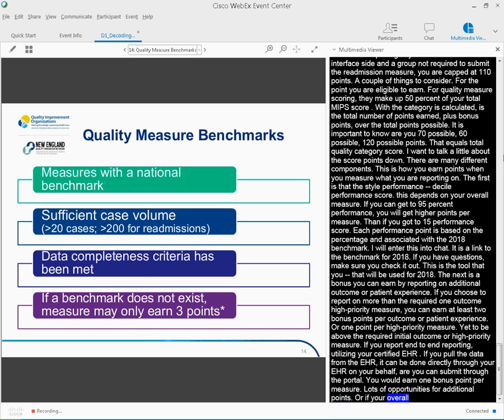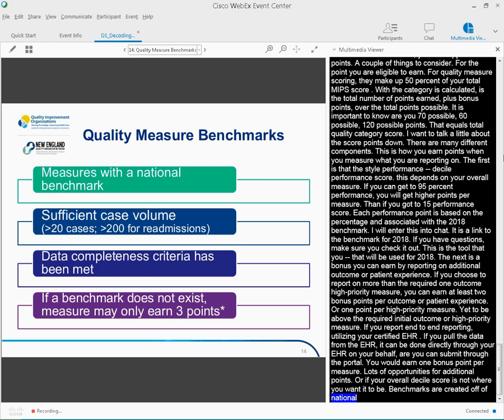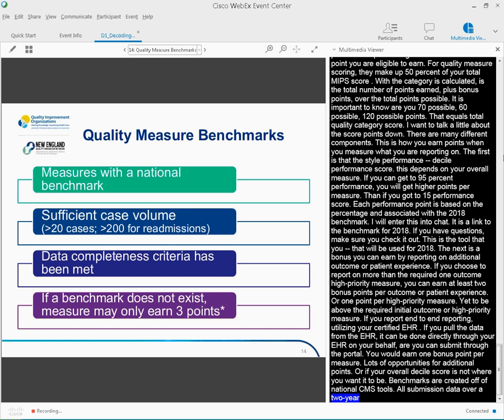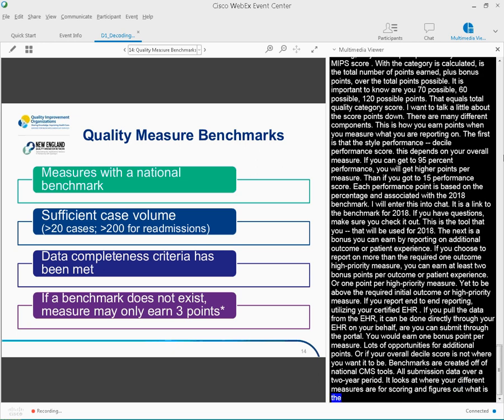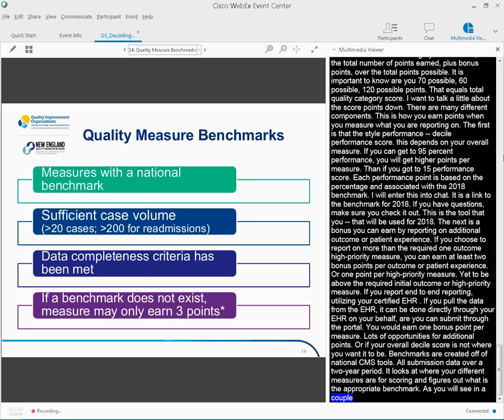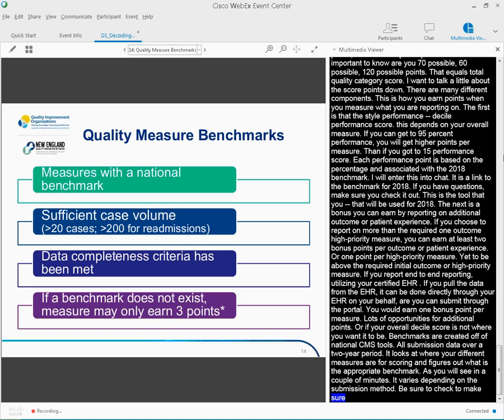So something about the benchmark. Again, benchmarks are created off of national benchmarks. CMS pulls all of the submission data over about a 2-year period, looks at where the different measures are scoring, and tries to figure out what those appropriate benchmarks are. As you'll see in a couple of minutes, it varies depending on the submission method you end up utilizing. So be sure to check that you're utilizing the method that gets you the most points, that makes the most sense for your practice or your group, and then go from there.